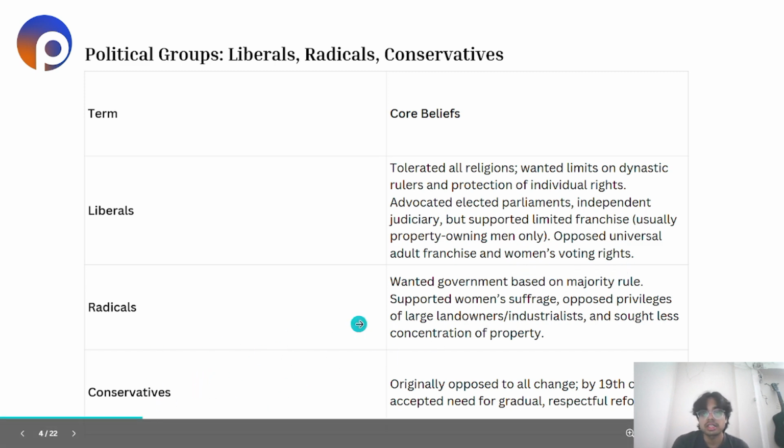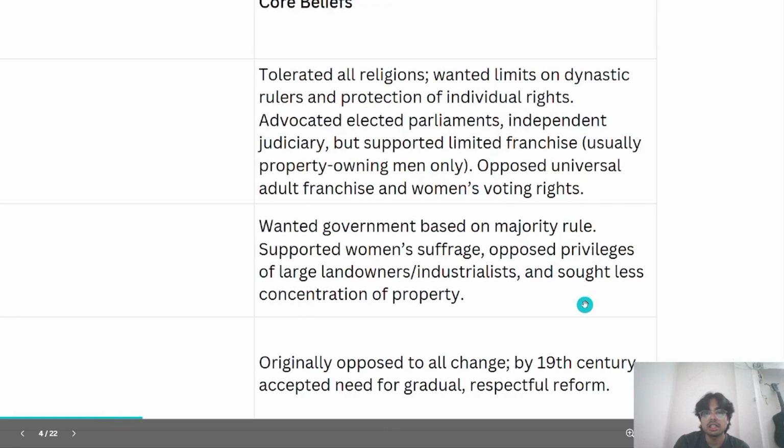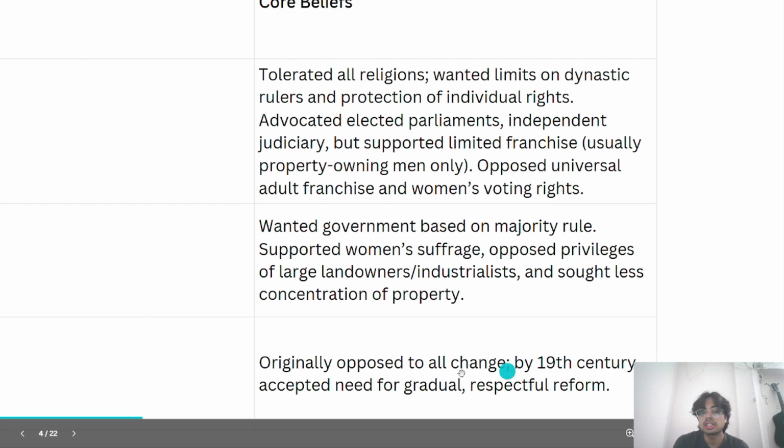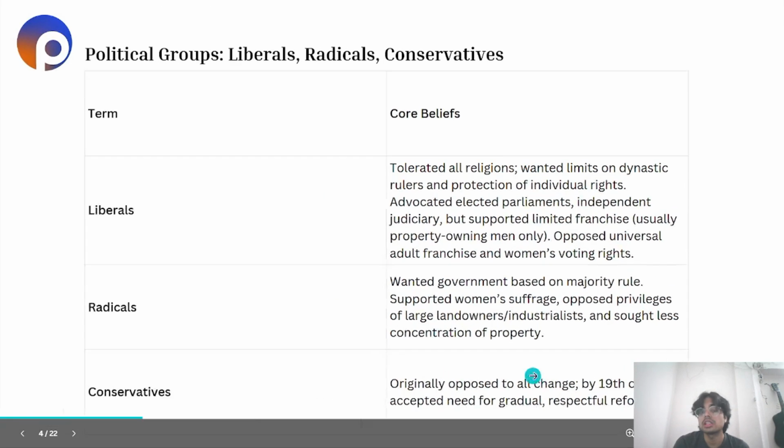Now, conservatives. Conservatives were the people who originally opposed all change. By the 19th century, they accepted the need for gradual, respectful reforms. Originally they were against the idea of transformation or revolution. They wanted to preserve the traditional values that were already present in the society, but by the 19th century, they accepted the need for gradual and respectful reforms.